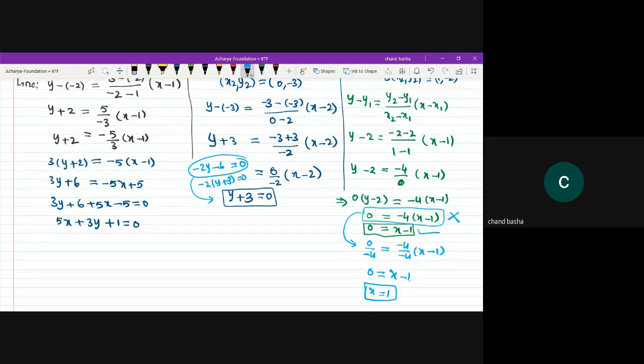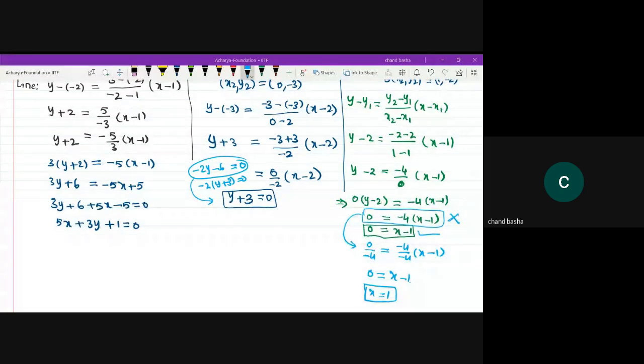0 by -4 again 0. -4 by -4 cancels. You will get just x minus 1. These are simple concepts, simple points. The calculation part is there.